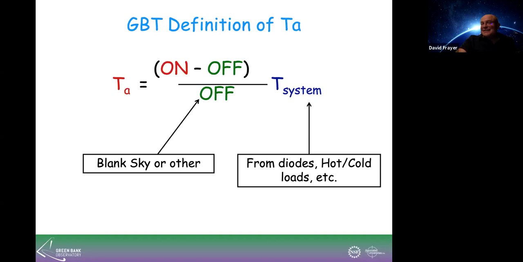This is the GBT definition, or how we view the antenna temperature. I mentioned doing the on minus off. So we do the on minus off divided by the off, times the T-sys, and this scalar is off divided by the T-sys ratio. You derive that based on noise diodes, electronic signals where you know the temperature effectively, or hot and cold loads.